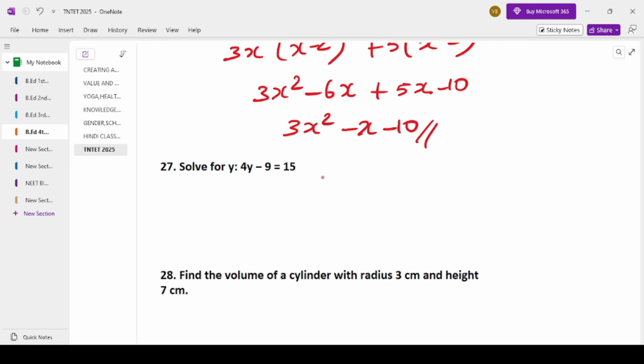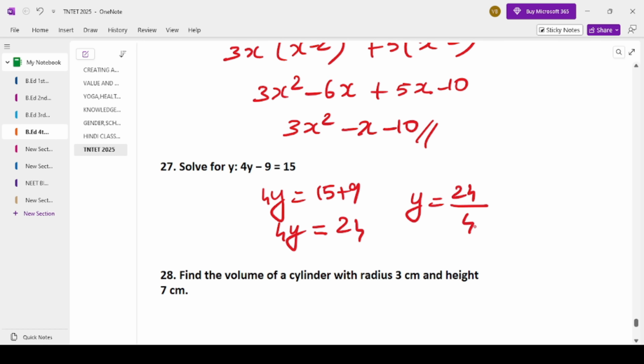Next, coming to the next one, 27th, solve for y. So they ask to find y. So this one is easy. 15 plus 9 will come. So 4y is equal to 24. y is equal to 24 divided by 4, which gives you 6. So the y value is going to be 6 is the answer.